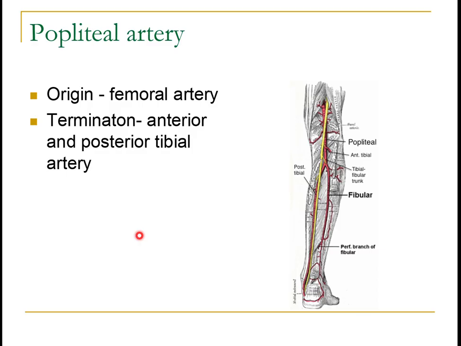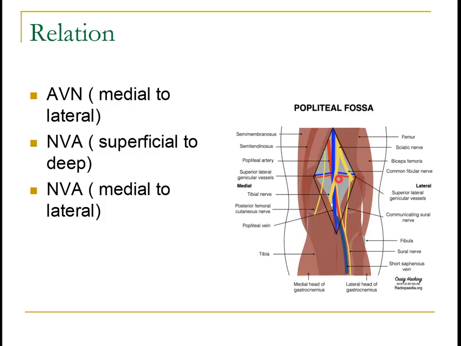Next, coming to the origin and termination of the popliteal artery. The popliteal artery is a continuation of the femoral artery and it divides into the anterior and posterior tibial artery. We will know a little bit about the relations of the popliteal artery, which is important for you all.